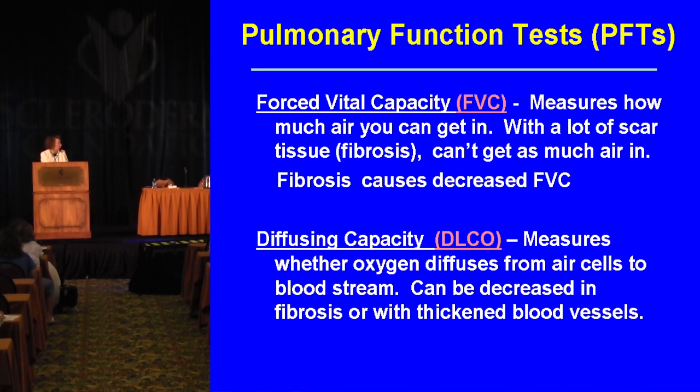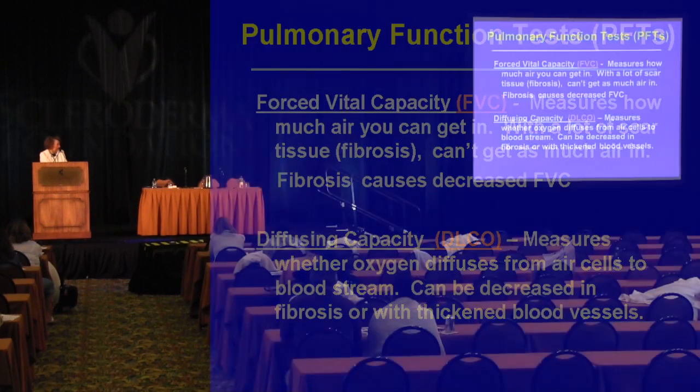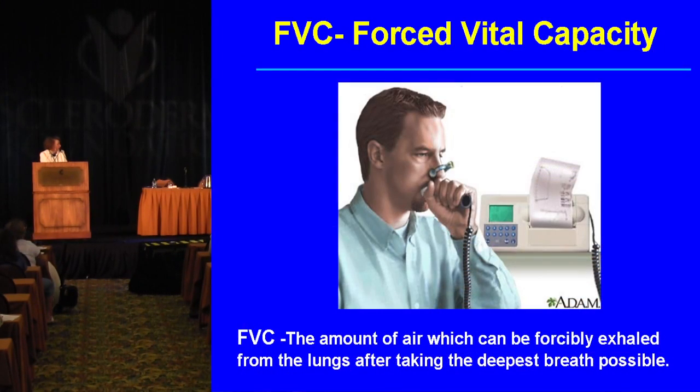And then there's the diffusing capacity. This measures whether the oxygen can diffuse from those air cells that I showed you into the bloodstream. And this can be abnormal, as you might expect, with either the scarring process or the vascular process. So for the forced vital capacity, you have these uncomfortable mouthpieces, but that's about what we have to do.